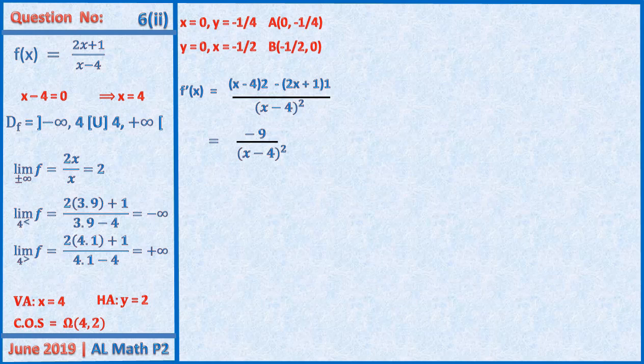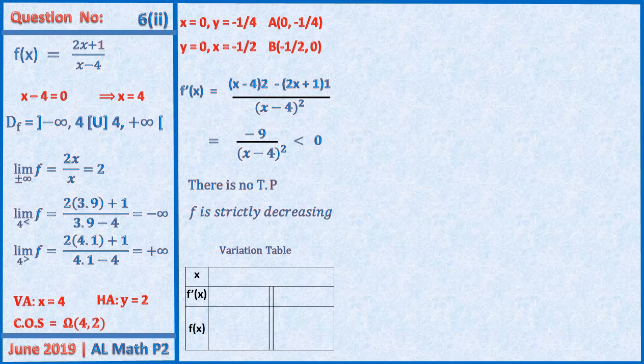Since there is no variable in the numerator, it means this function has no turning point. And looking at the function, the denominator is always positive. Since the numerator is negative, it means this derivative is always negative, and therefore the function is always decreasing. So there is no turning point, and the function f is strictly decreasing.